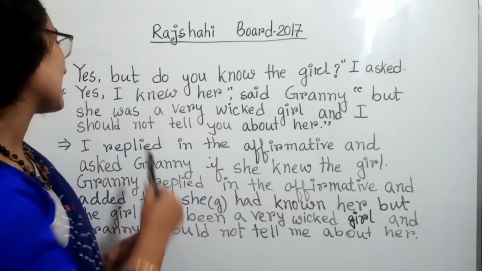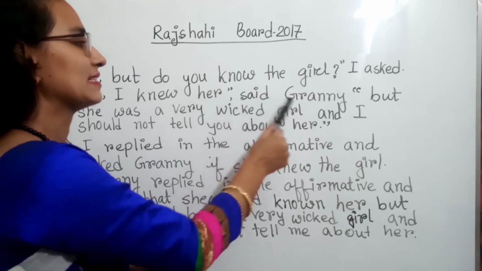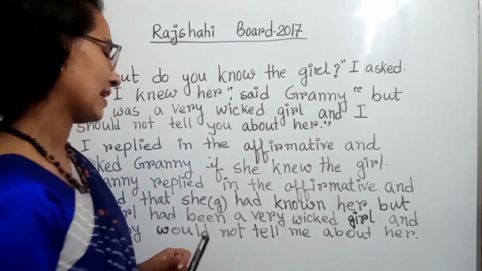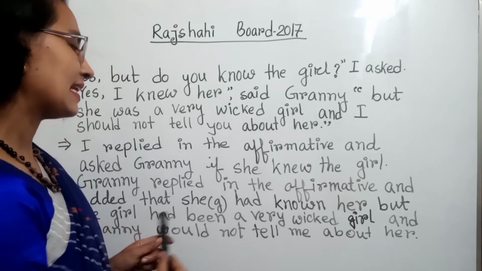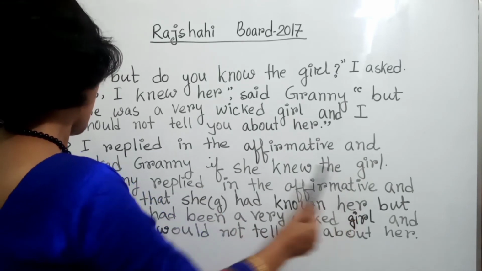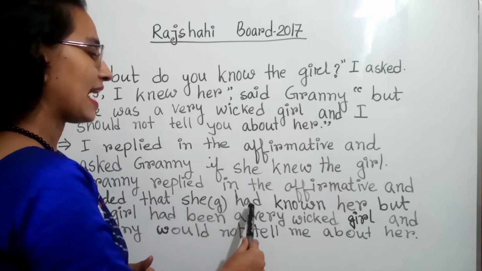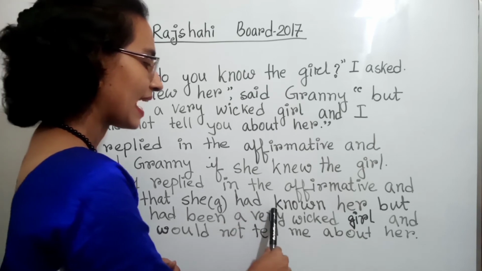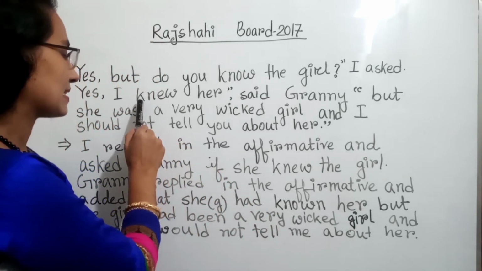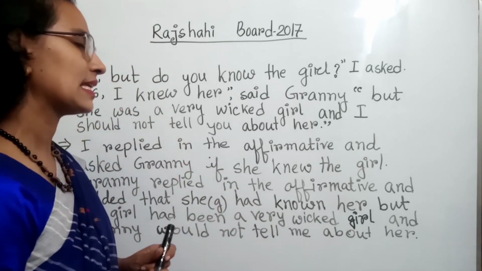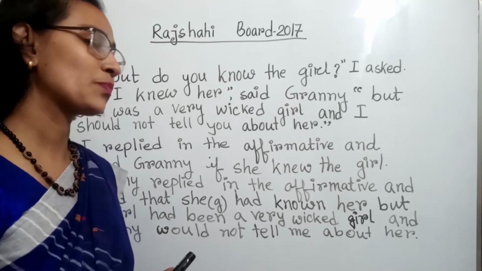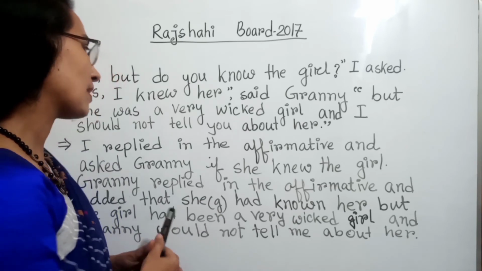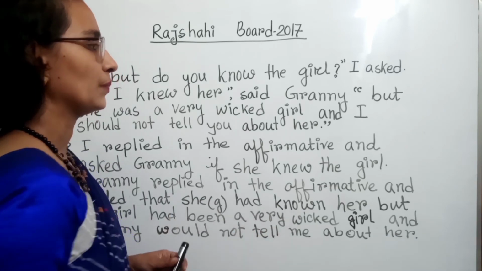In the next sentence, "Yes, I knew her," said Granny. Here the speaker is Granny and the listener is me. That's why I wrote here, Granny replied in the affirmative and added that she had known her. Here I wrote "had known" because the sentence is past tense. If we see the sentence is past tense, we have to convert it into past perfect. That's why I wrote here "had known."